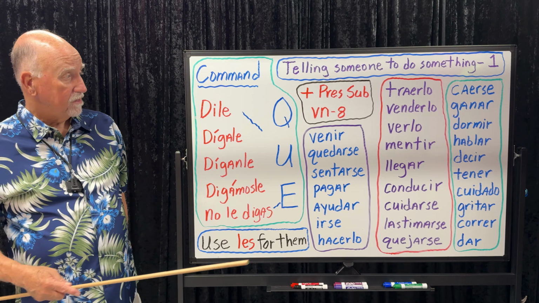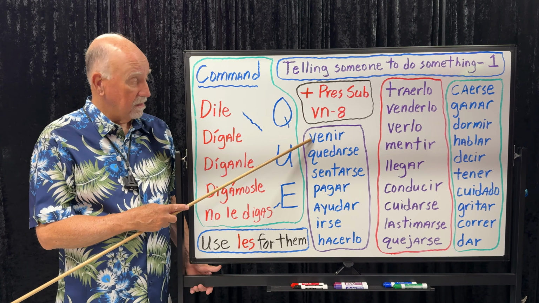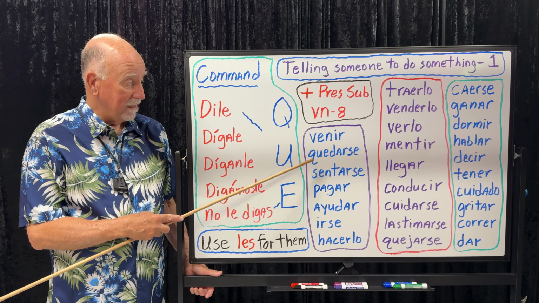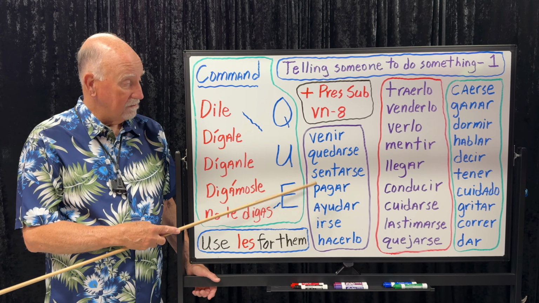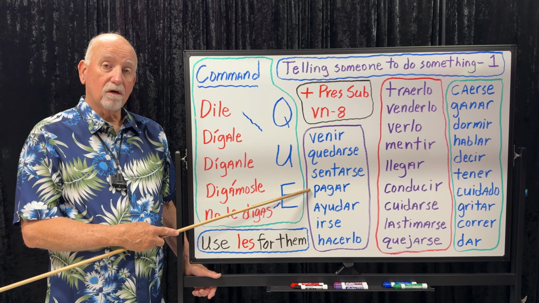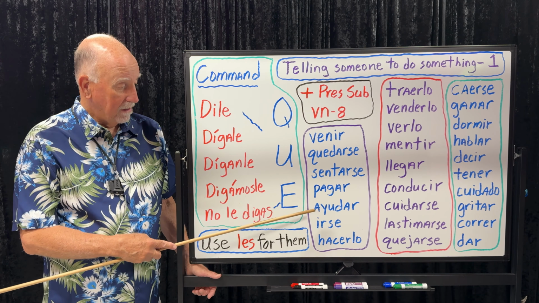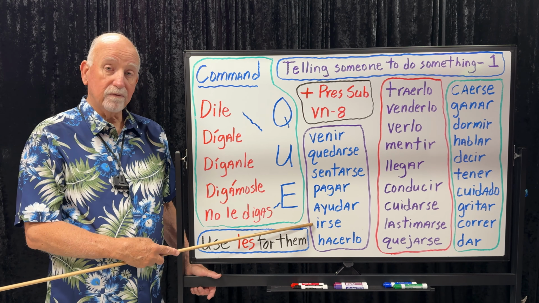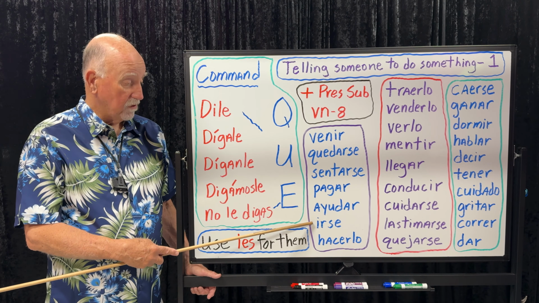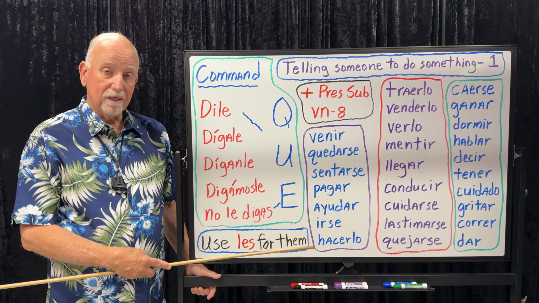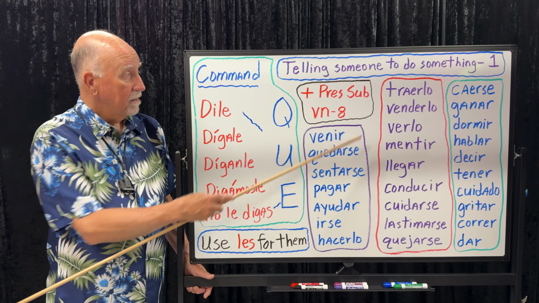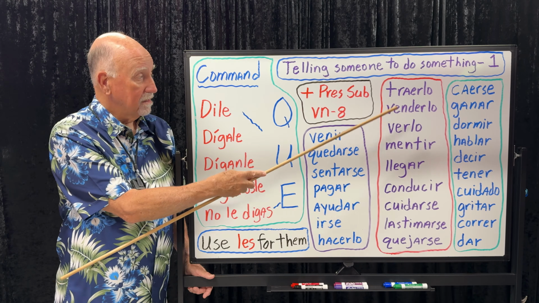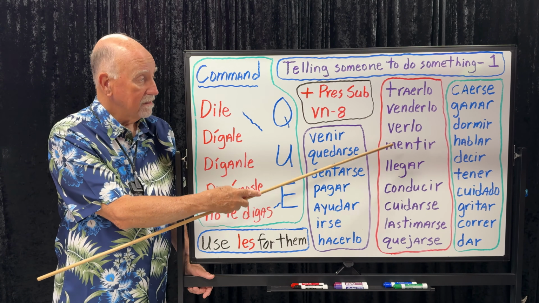Okay, let's look at our 3 clusters of verbs. Venir is to come, it's a go verb. Quedarse, reflexive, to stay or remain. Sentarse, to sit down. Pagar is a cargarzar verb, to pay. Ayudar, regular all the way, to help. Irse is irregular, to take off or to leave or to go away. Hacerlo, that's a go verb, to do it. Traerlo, that's a go verb, to bring it. Venderlo, to sell it. Verlo, to see it.